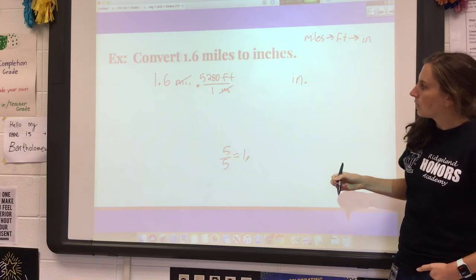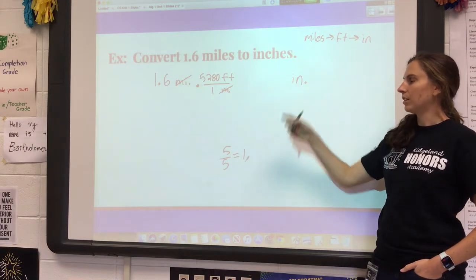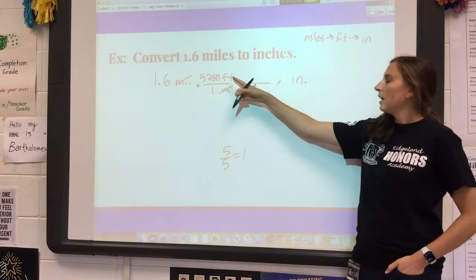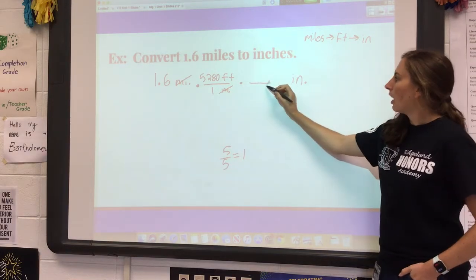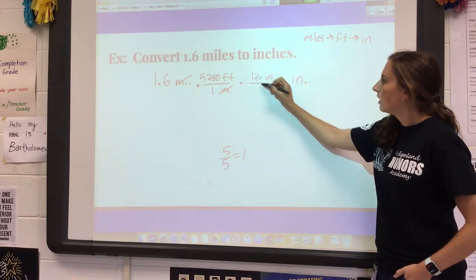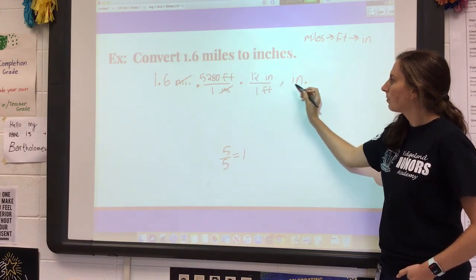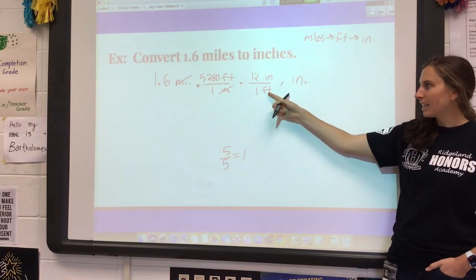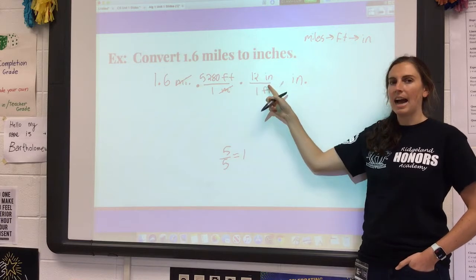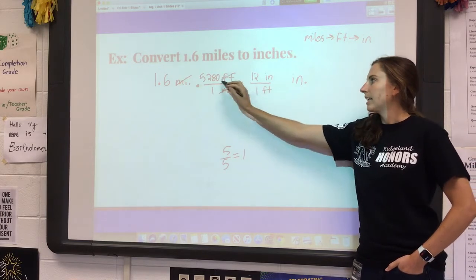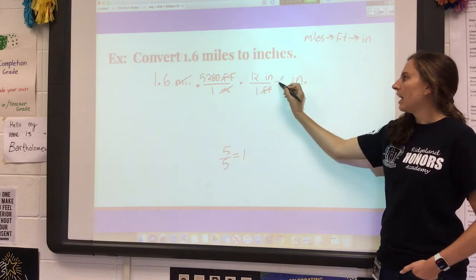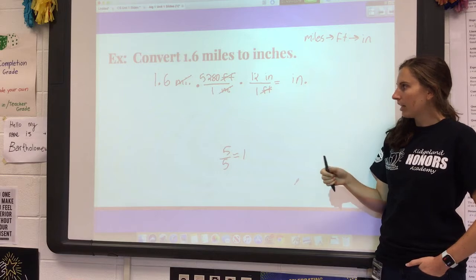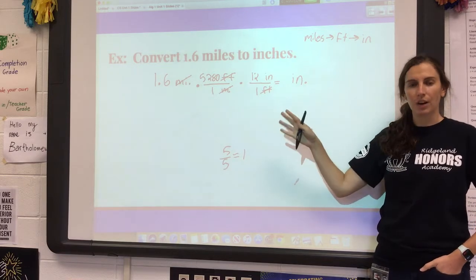All right, so at this point I'm in feet, but I need to get to inches. So I'll need to multiply by another conversion rate. I know that there are 12 inches in 1 foot. The reason I put feet on the bottom and not inches on the bottom is, again, because I need to line these up kind of diagonally. Feet and feet need to cancel, leaving me in inches. And so now I've got everything set up, and I just need to grab my calculator and do a little math here. These are just fractions.